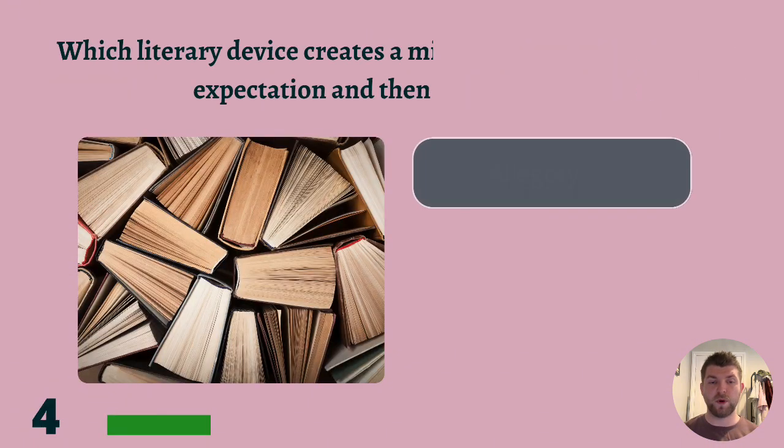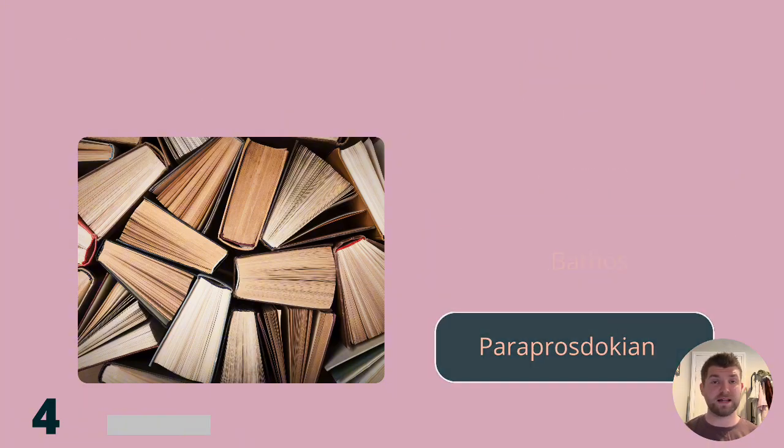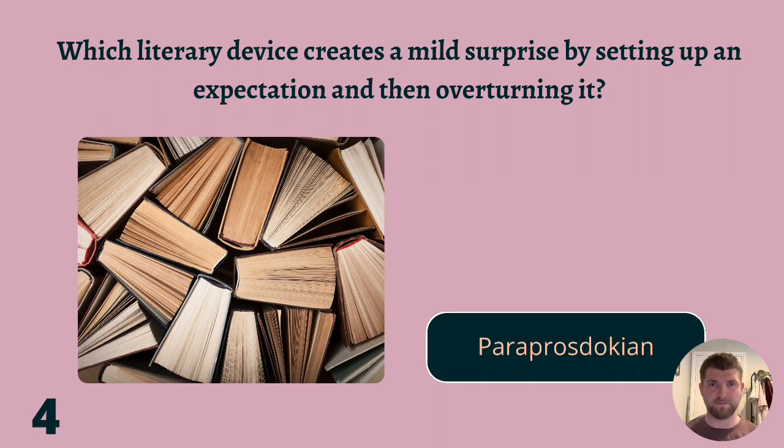Question 4. Which literary device creates a mild surprise by setting up an expectation and then overturning it? Allegory, bathos, or paraprosdokian? The answer is paraprosdokian.